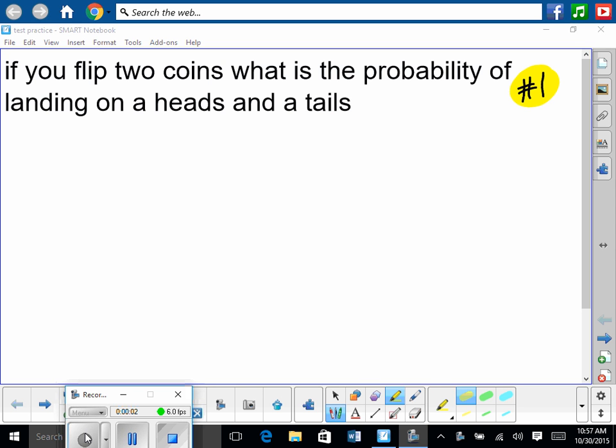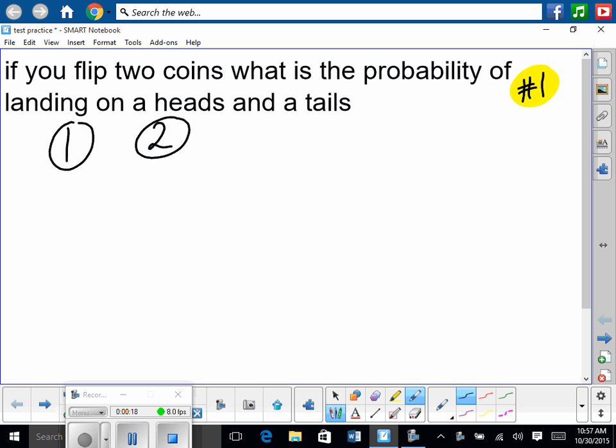All right. So looking at number 1, it says, you flip 2 coins. What's the probability of landing on a heads and a tails? So we have 2 coins. Now remember, we only have 2 coins. We have 1 coin, 2 coin. Now it says, what's the probability of landing on a heads and tails?